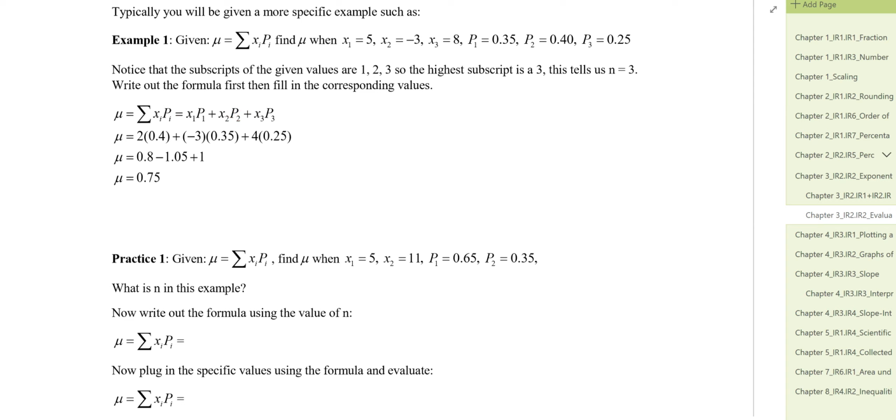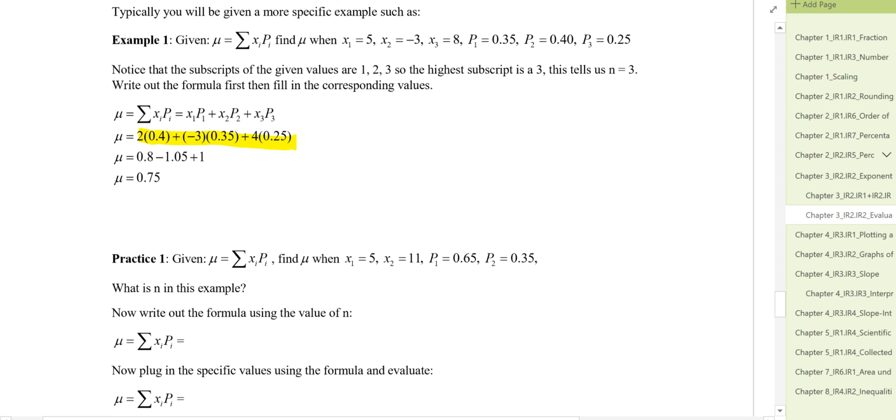If mu equals the summation of xi times pi, I'm given x1, x2, x3, and also p1, p2, p3. Notice that when I expand, it becomes x1 p1 plus x2 p2 plus x3 p3. I stop at 3 because the last term here is 3. So now I just plug it in and multiply. Now this can be done in the calculator. Once you substitute it, you just type it in one step on your calculator.